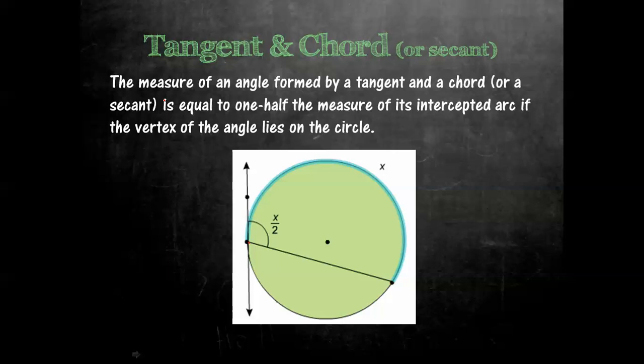So what we know here, this theorem tells us that the measure of an angle formed by a tangent and a chord or a secant is equal to 1/2 the measure of its intercepted arc if the vertex of the angle lies on the circle. Okay, so the angle has to lie on the circle in order for this to work. It can't lie inside of the circle. So basically what that's saying, like here's a tangent line and this point is lying on the circle right here, is that this angle measure right here is equal to whatever the arc is divided by 2.